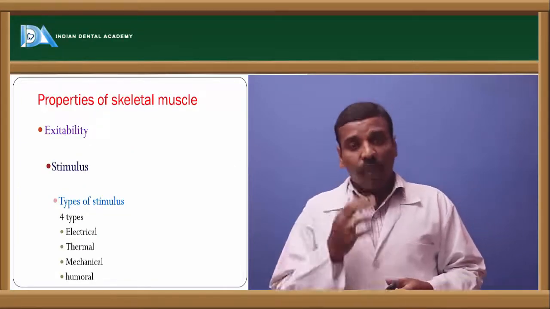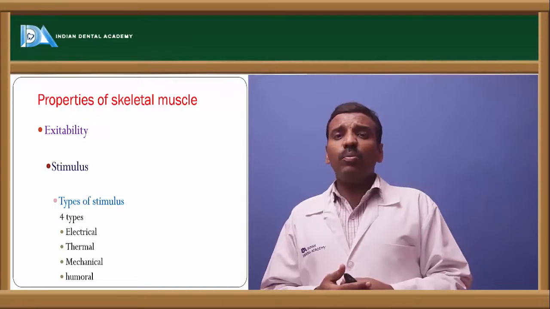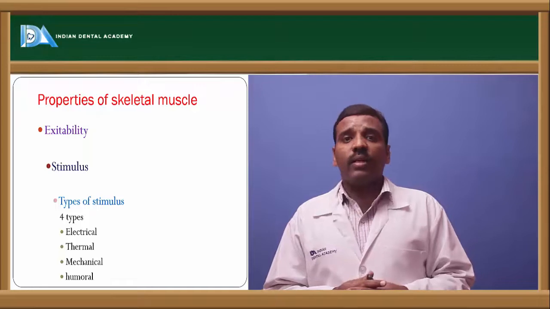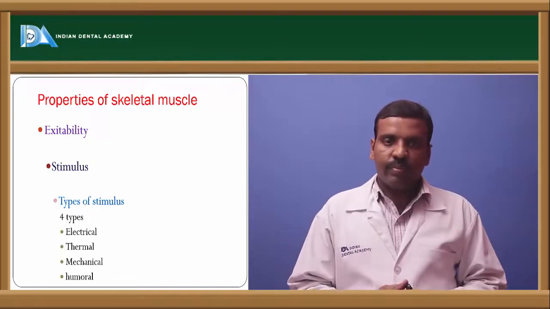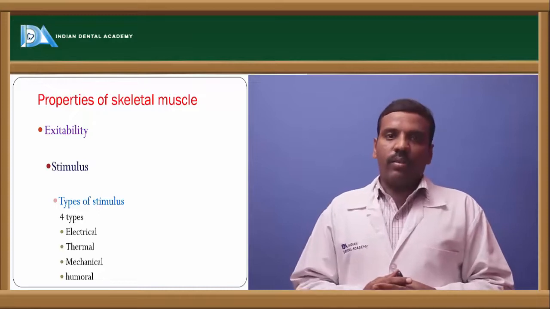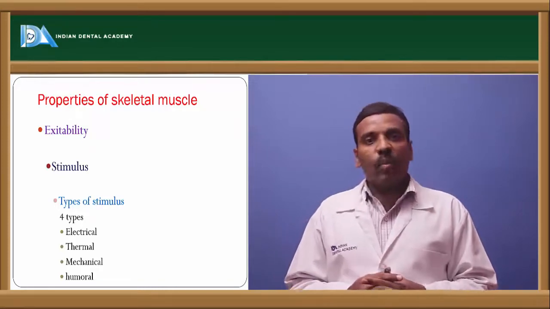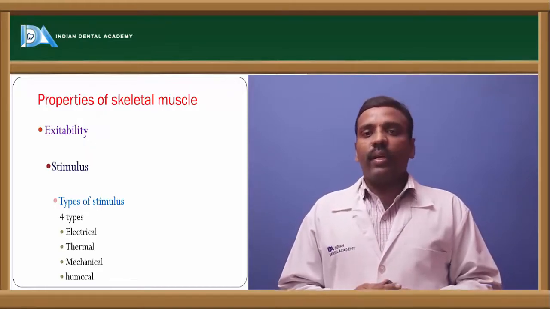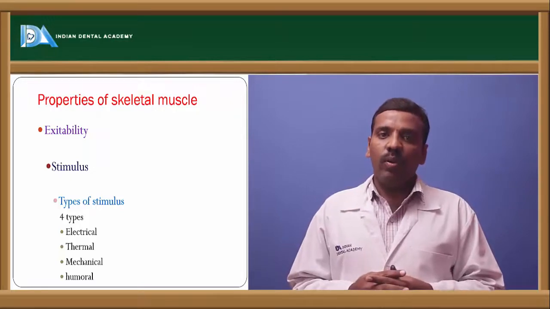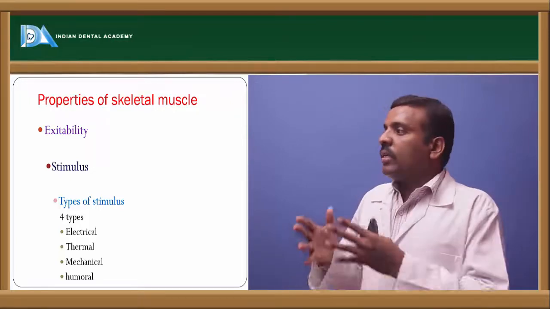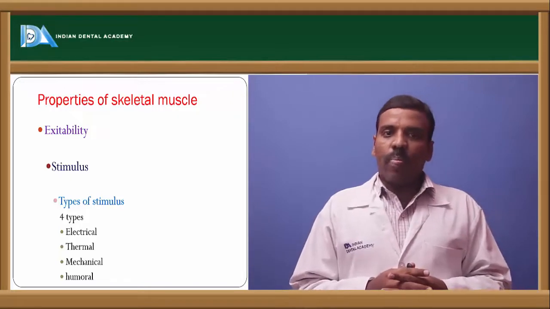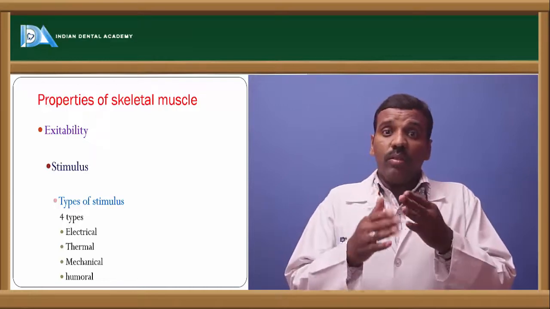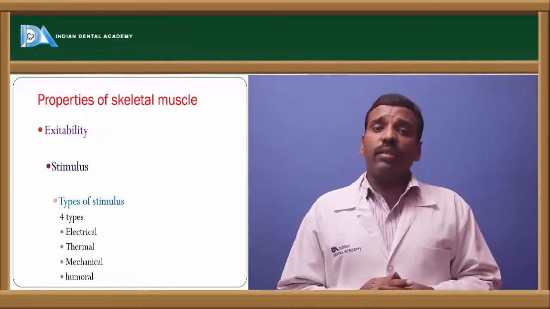Next, the properties of the skeletal muscle. Properties are how the muscle functions. Here we have three types of properties: excitability, contractility and muscle tone. The first one is excitability. Excitability is the disturbance in the environment caused by a stimulus.